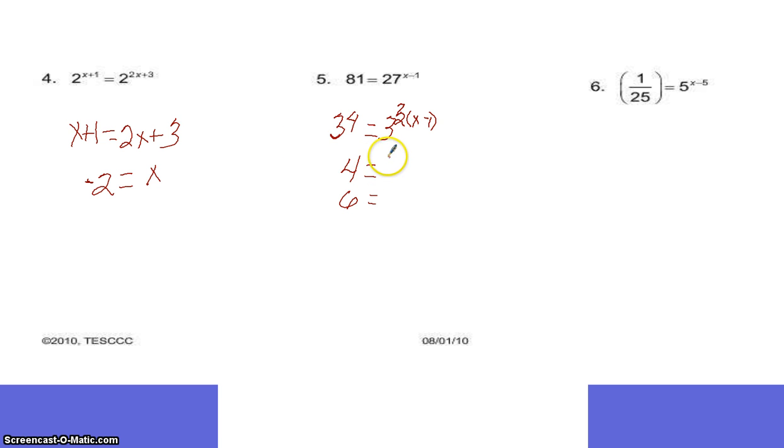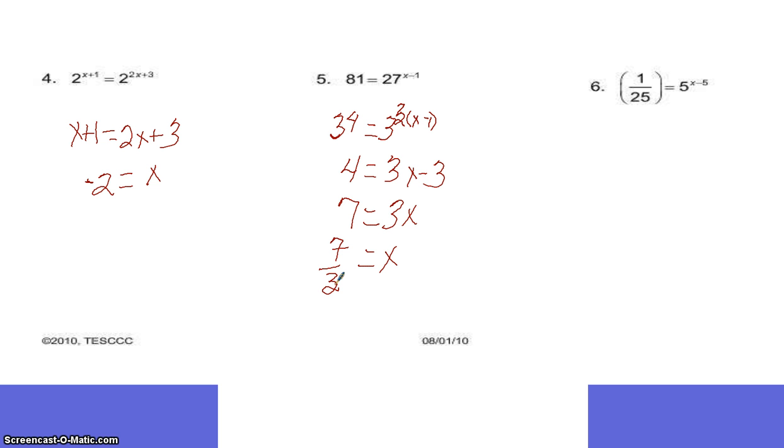Okay, so what this really is going to be is 3x minus 3. So now when I go over and I take the 3 to the other side, I'm going to get 7 equals 3x. And this is going to give me x equals 7/3.